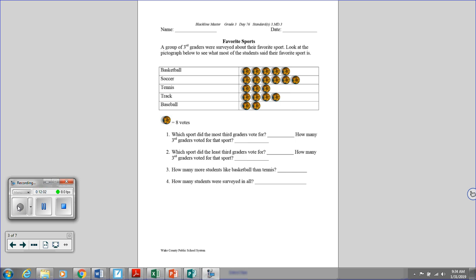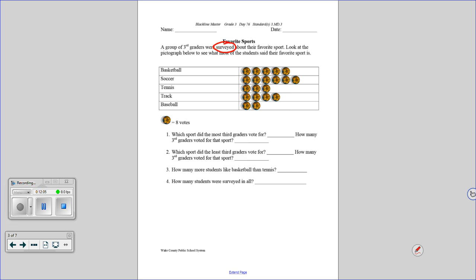What do we think that word means? Surveyed. It's kind of an interesting word. We don't read it very often. Ryan? It's similar to voting. It's not quite voting. It's similar. Ava, what does surveyed mean? Like they're picking their favorite sport? Kinda like picking something. What do you think, Jackson? It is. They're asking questions.